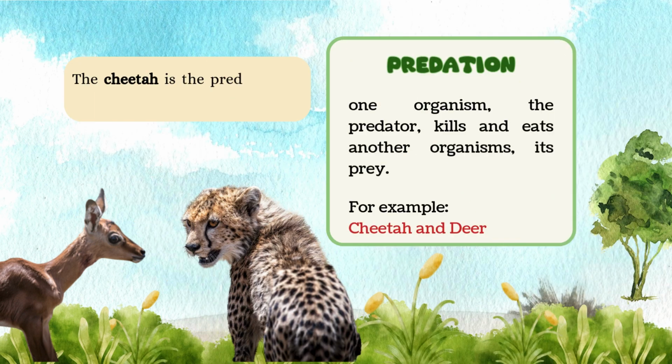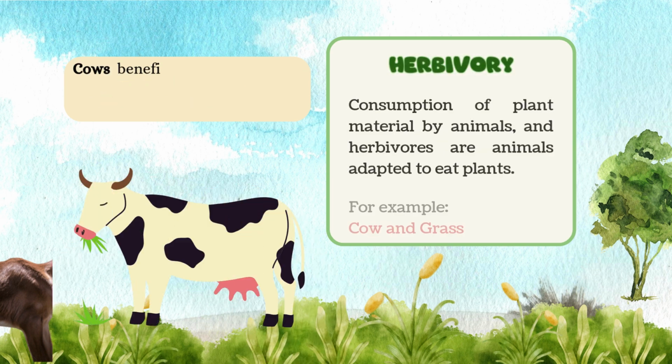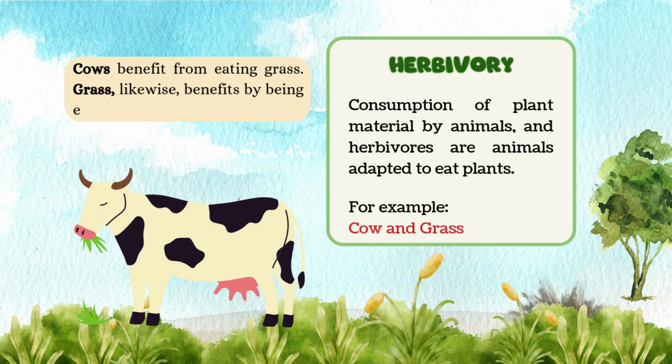Next is predation. One organism is the predator that kills and eats another organism, which is known as prey. For example, the cheetah and deer. The cheetah is the predator and the deer is the prey. Herbivory. It is the consumption of plant material by animals, and herbivores are animals adapted to eat plants. For example, the cow and the grass. Cows benefit from eating grass, and grass likewise benefits by being eaten by cows.